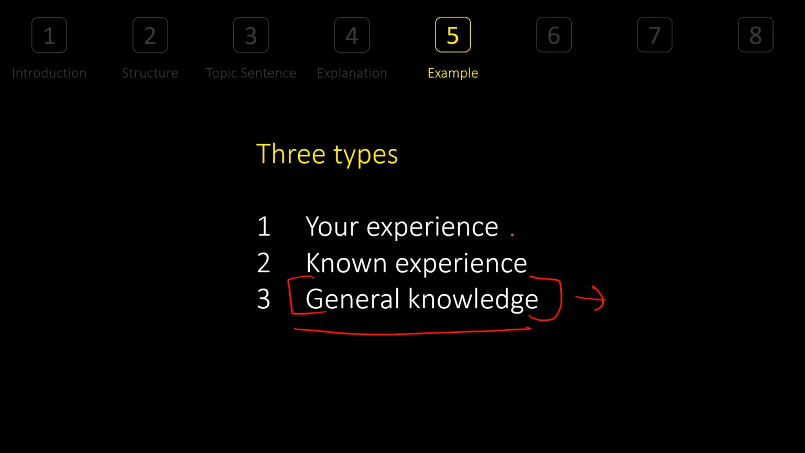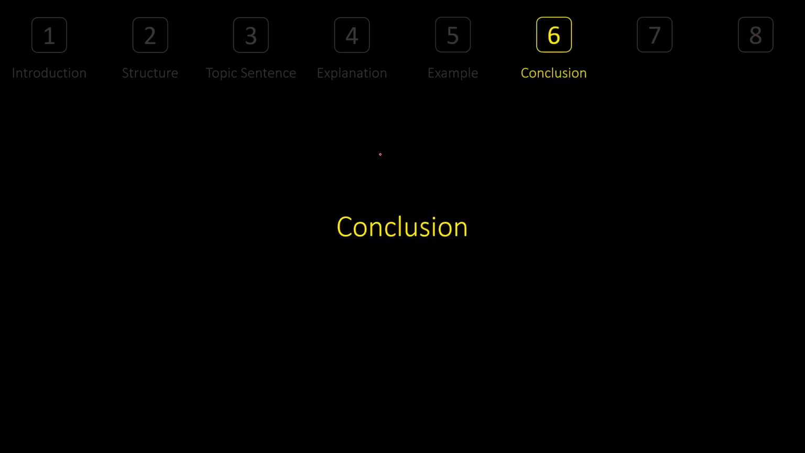So three kinds of examples that you can provide. That is the third sentence of your body paragraph. Could be your experience, your known experience from your family or friend, and finally general knowledge, which has to be correct. The other two don't need to be correct. It could be virtual. It could be created. Okay, good. Now the last part of a body paragraph is conclusion.